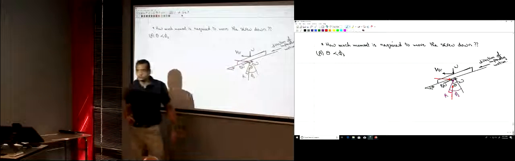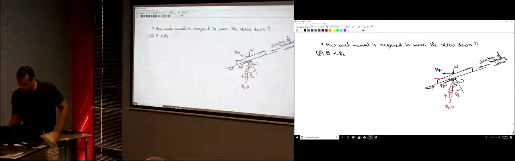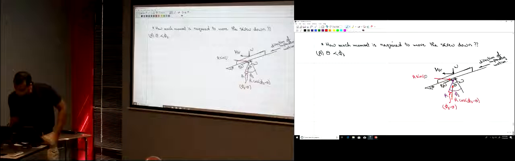So this angle here is phi s minus theta. That means that the vertical component is R multiplied by cosine the angle, so cosine phi s minus theta. And the horizontal component is R sine phi s minus theta.